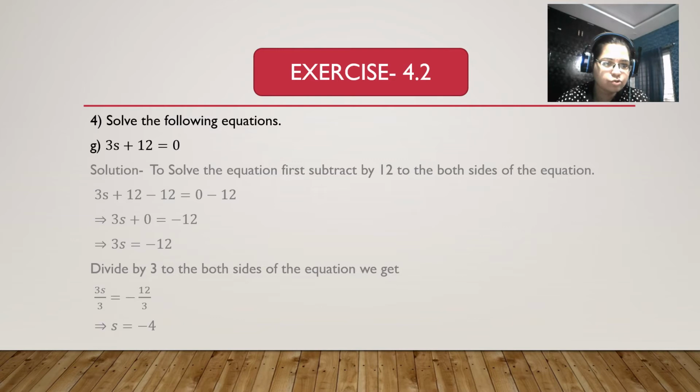Now we solve question number G B. 3s plus 12 equals 0. This is the equation given, and we have to solve for the value of the variable s.